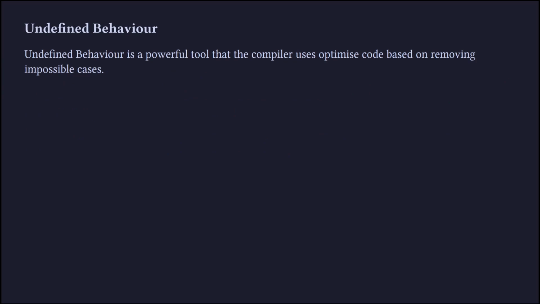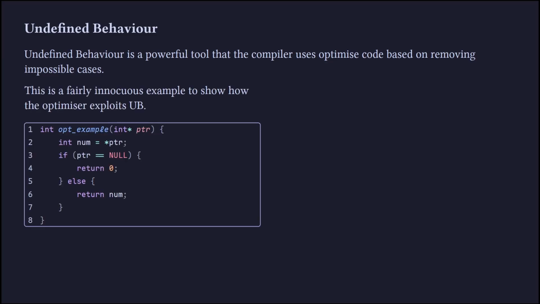Undefined behavior is what you get when the compiler finds an undefined operation in your code. It allows the compiler to optimize your code by removing cases that essentially can't happen. And they're impossible because we've declared that in our contract with C as a programming language. This is a pretty simple example to show how the optimizer can exploit undefined behavior, or UB, to make your function run faster and kind of simplify it in order to get rid of certain branches.